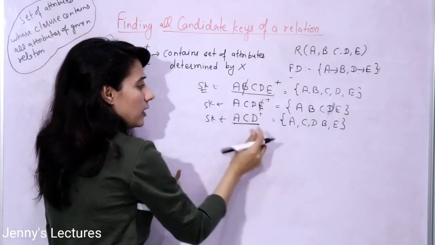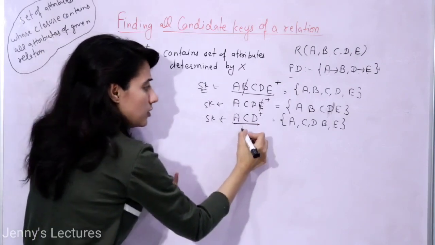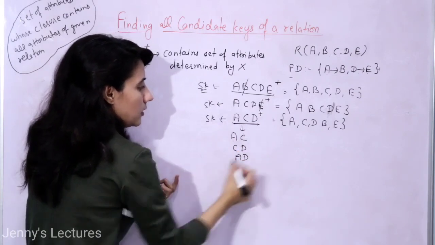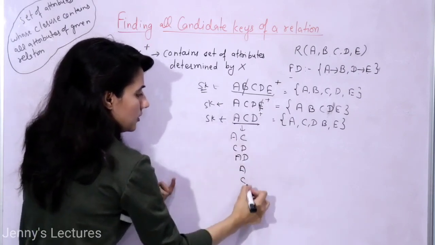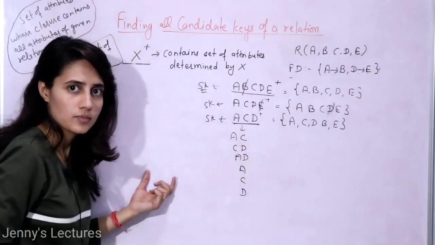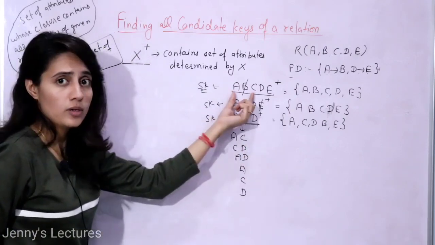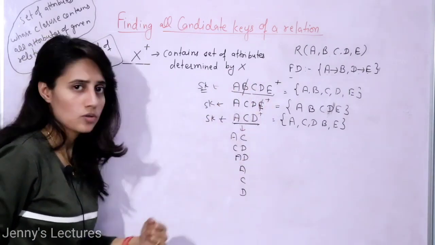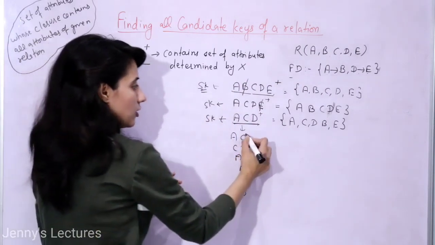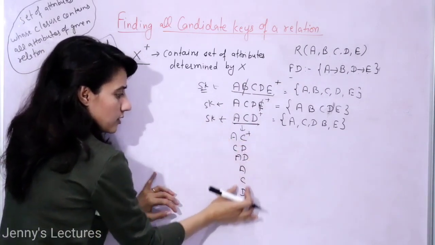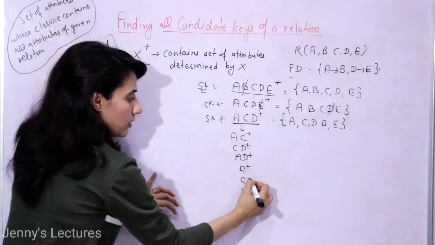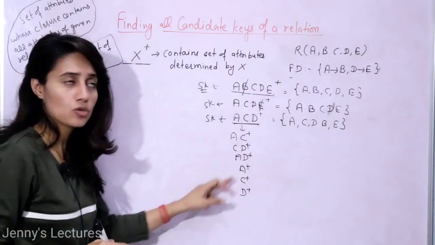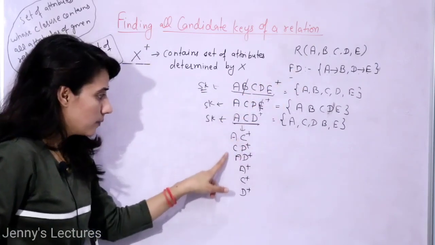Now we have only 3 attributes. The proper subsets of this are what? AC, CD, AD, and A, C and D, only 6, right? Whereas in the full set, proper subsets would be around 30. So rather than checking 30, it is better to check only 6. You can check whether these are super keys by finding out the closure. If the closure of any of these contains all the attributes, then it is a super key.